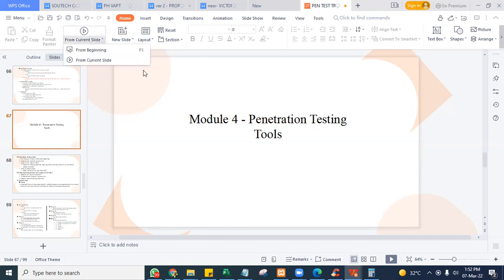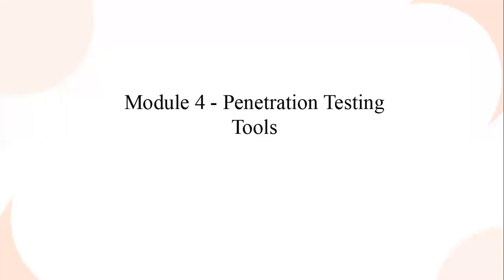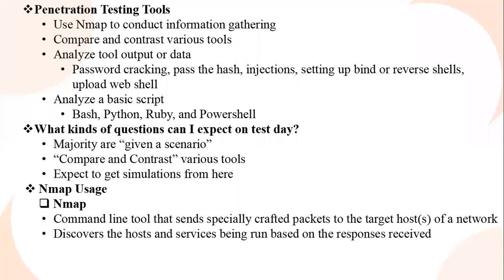What are the kinds of tools that we need to use if we are to conduct penetration testing? One of the tools that we're going to use from time to time is NMAP. You use NMAP to conduct information gathering. What are the kinds of things you're going to get if you're running NMAP on a network? It's a network mapper, so you get things like IP addresses, shares, and open and closed ports.